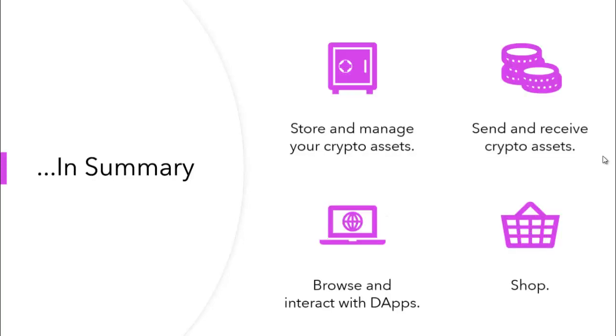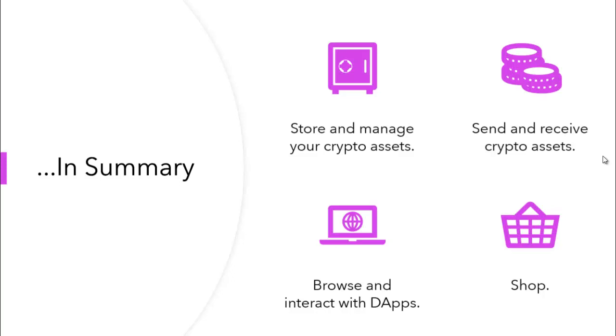So in summary, what do crypto wallets help us do? First thing is to store and manage our crypto assets. Second thing is to send and receive crypto assets. Then to browse and interact with decentralized applications. Our online crypto wallets help us do that. We can also shop for collectibles and all that with our crypto wallets. Crypto wallets allow us to do all these things.